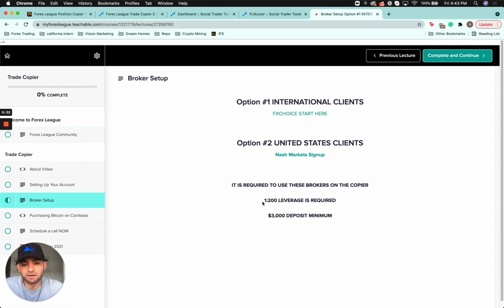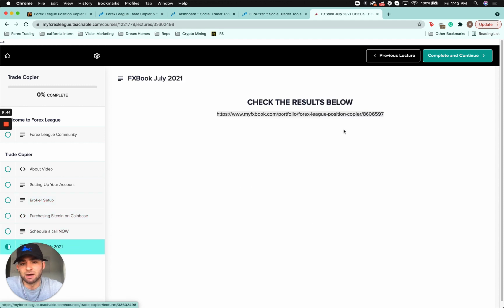The leverage minimum is 1 to 200, but preferably you have 1 to 500 leverage when you do set this up. If you do have issues buying BTC to make your deposit, you can follow the step-by-step video here, and then at the bottom you can check that FXBook result again if you guys want to continue to follow the updates. And that's pretty much it. So schedule a call if you all are interested.